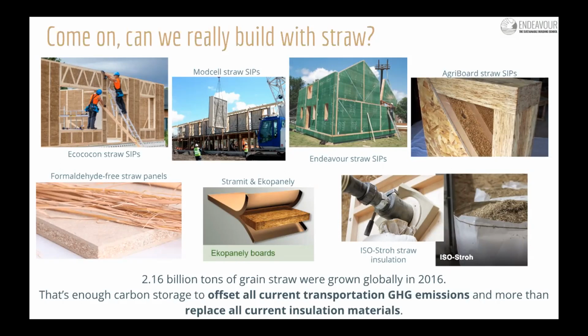And just to note that over 2 billion tons of grain straw are grown annually on the planet every year, so that the source material for just these straw options, there's enough carbon stored in that amount of straw to offset all our current transportation greenhouse gas emissions and to replace all current insulation materials. So just to know that this is already growing, people are already planting it, growing it, harvesting it, and what we're doing is eating the seed part and leaving all this potential storage material to either burn or molder.